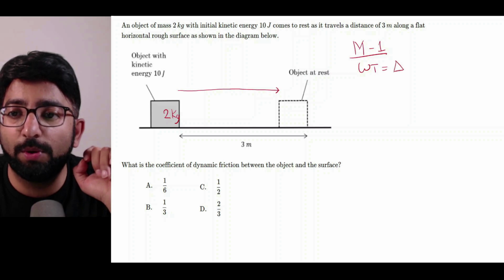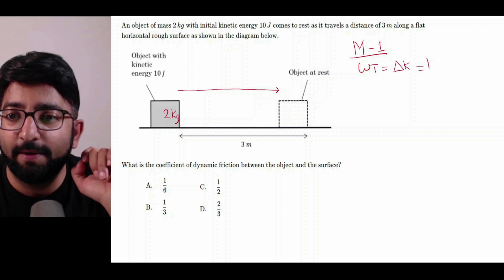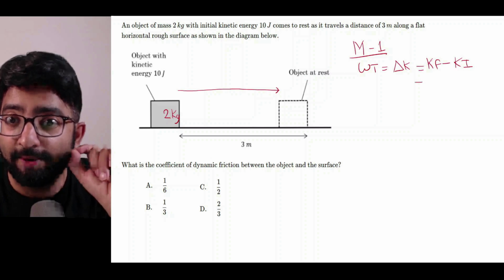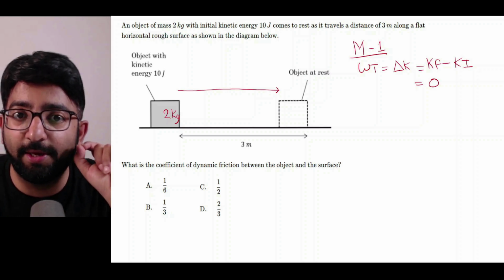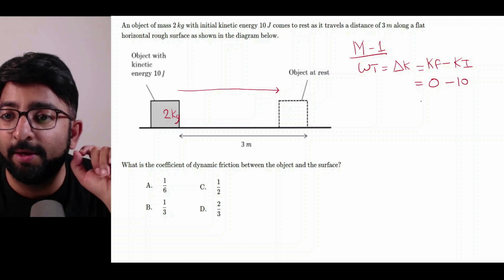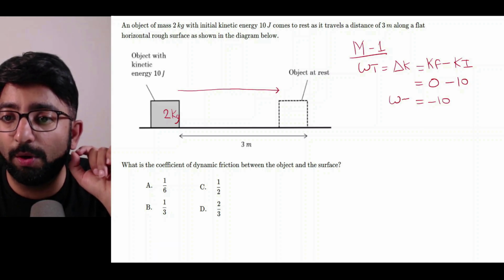Work done will be equal to the change in kinetic energy, which is final kinetic energy minus initial kinetic energy. Final kinetic energy is 0 since the object is coming to rest. Initially, what they have given is 10. So delta K will come out as negative 10. This will be the total work done.